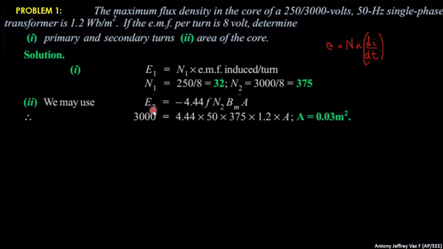Okay, you know E2 is 3000. This is V1 and this is V2, so this is E1 and this is E2. So E2 is 3000; substitute here 4.44, frequency is 50, N2 you have found as 375, and the maximum flux density is given as 1.2 Weber per meter square. Area is not given, so you need to find the area of the core. Just cross multiply all the values and you will get 0.03 meter square. That's all.